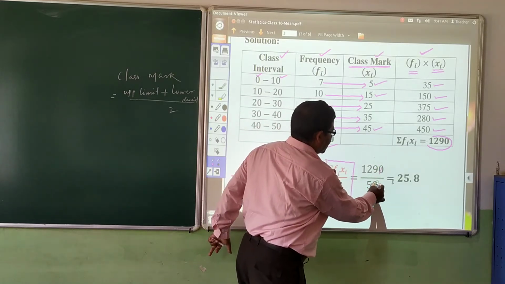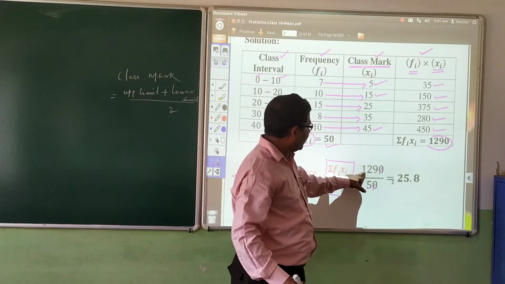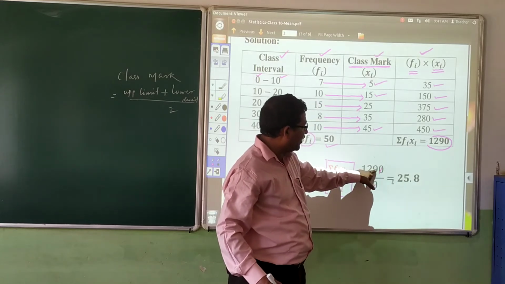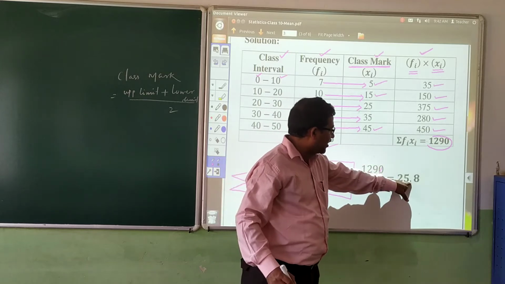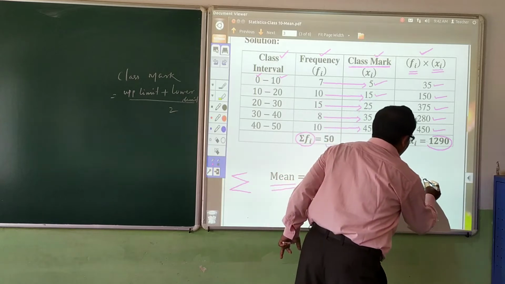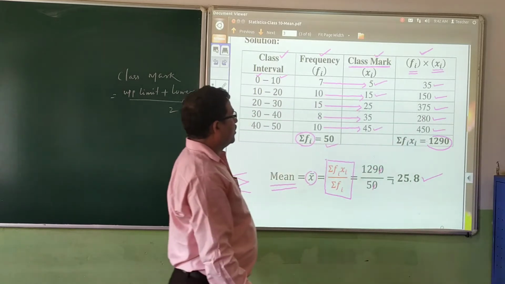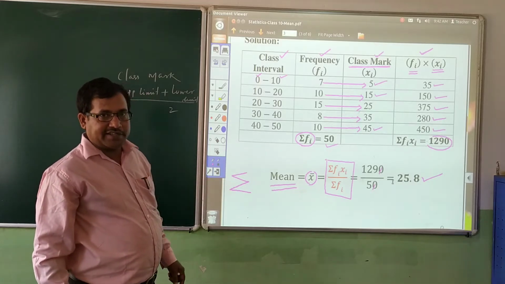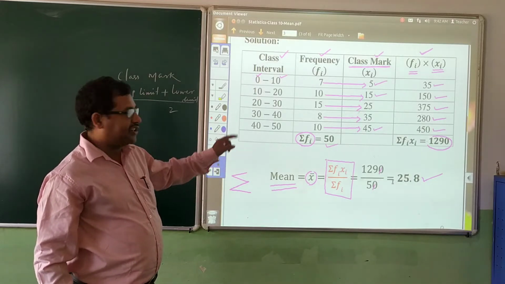Then the 0 and 0 will be cancelled. Then 5 into 10 leaves 2. 29 by 5, 5 into 25 leaves 4. Then you will get the decimal point. Then it becomes 40, 5 into 8 is 40. So the mean of this data is 25.8, and this is the direct method.